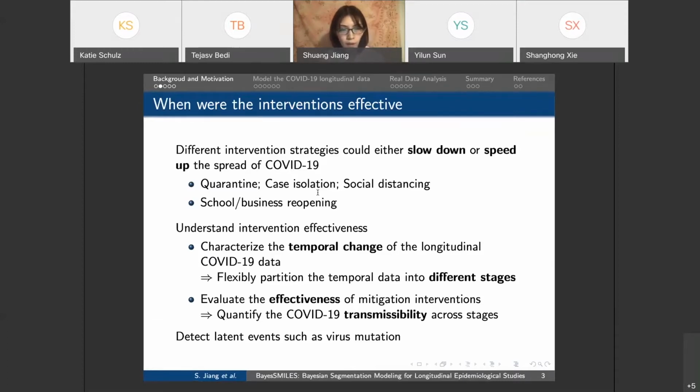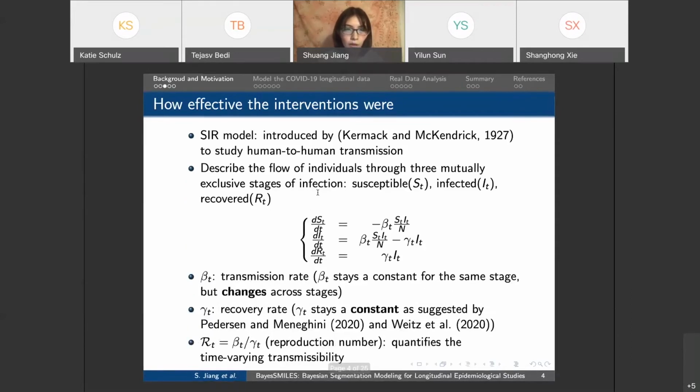Now you may wonder, how should we quantify the transmissibility of the disease? Because our ultimate goal is to quantify how effective those important interventions were. To answer this, we can use the SIR model. Again, the SIR model is used to describe the flow of individuals through three mutually exclusive compartments: susceptible, infected, and recovered.